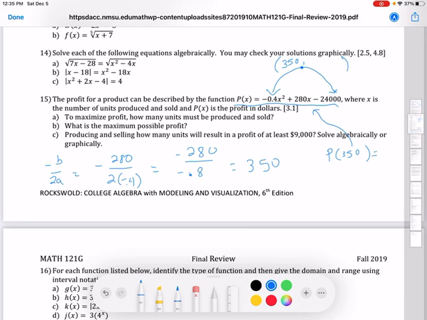And let me try to do that in my calculator again. Give me a second. So 350. That gives me, I'm going to write some numbers here when I plug in 350 in.